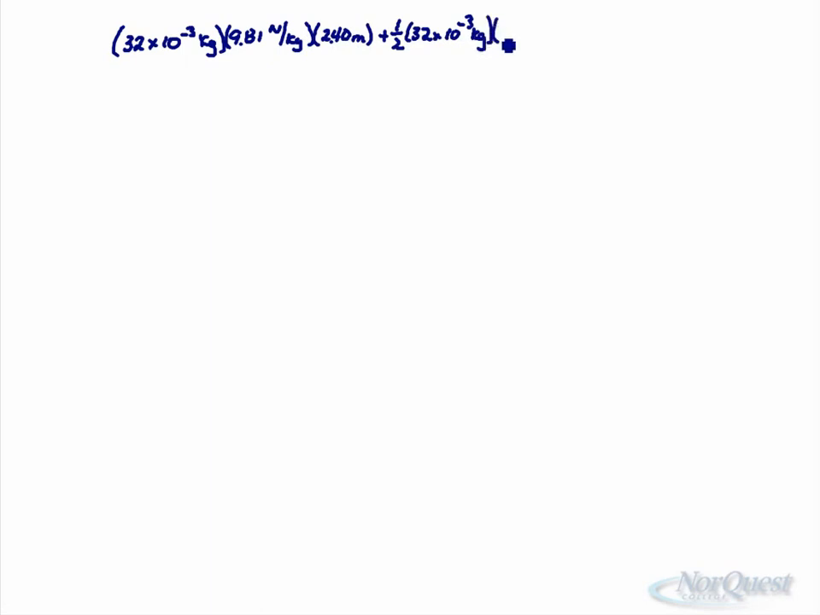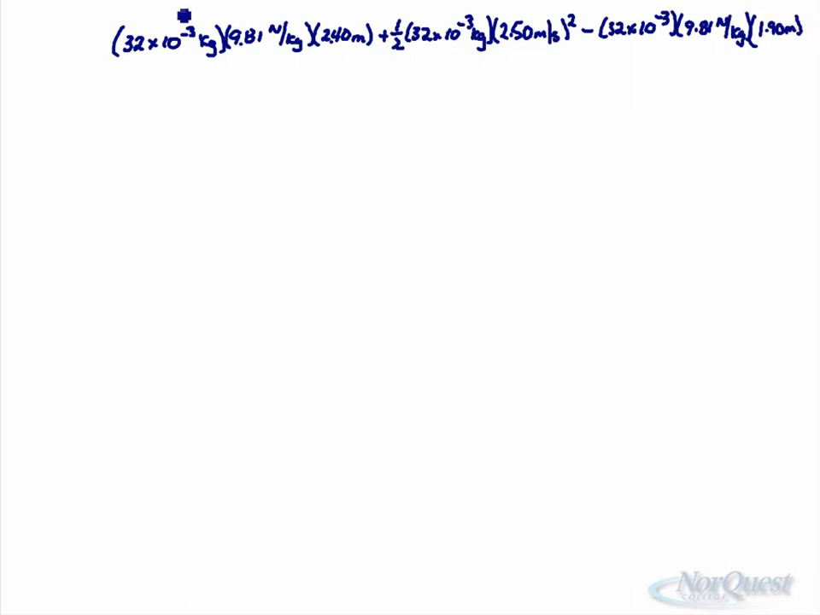times the velocity at A, which was 2.50 meters per second squared. And now we're going to subtract the mass, 32 times 10 to the negative 3 times 9.81 newtons per kilogram. And I'm just going to squeeze this in. The height at C was 1.90 meters.